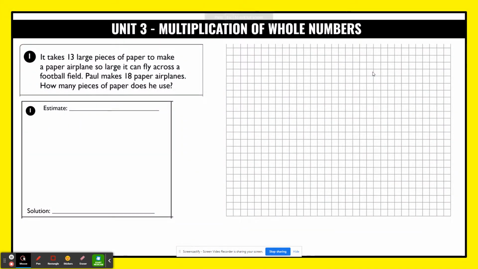Okay, so what we are going to do today is we are going to read word problems, and these are multiplication word problems, and we are going to figure out what our equation is. We are going to use the graph paper to represent our area model, and then we're going to transfer it over to our recording sheet. Okay, so that's what we're going to do first.